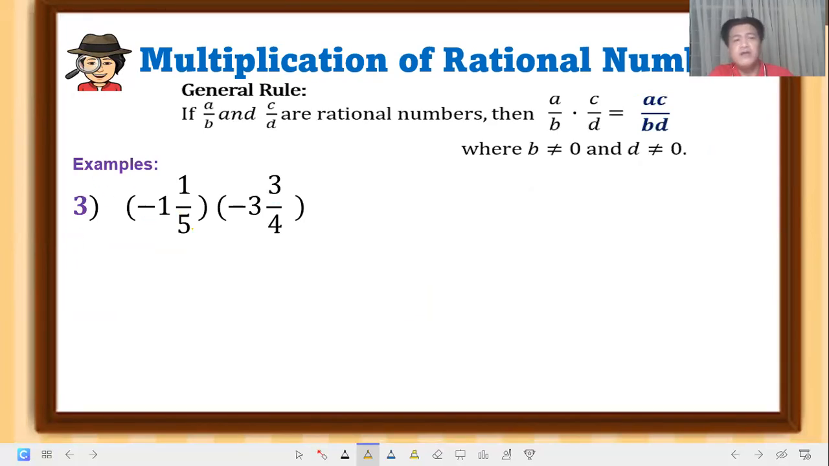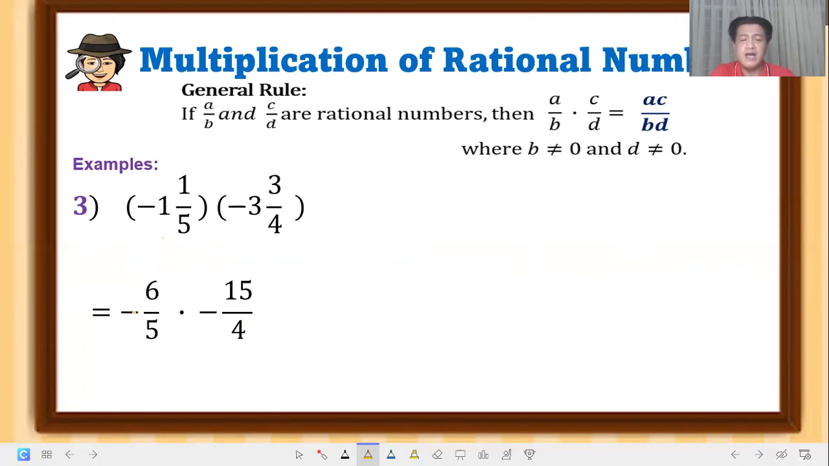I have your negative 1 and 1/5 times negative 3 and 3/4. All you have to do is convert to improper fraction. How are we going to do that? Just simply multiply the denominators to the whole number, then their product is added to the numerator. Okay, what is 5 times 1? That is 5 plus 1, that is 6. Okay, and together with this 3 times 4, that is 12 plus 3, 15. Okay, since may negative, copy the negative sign.